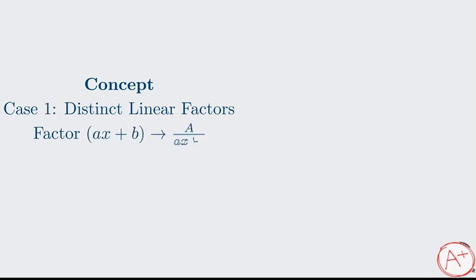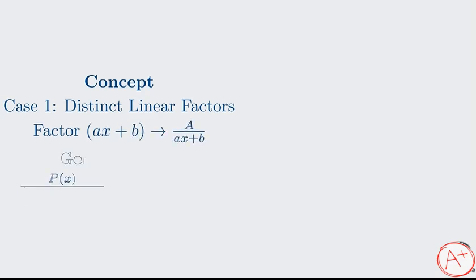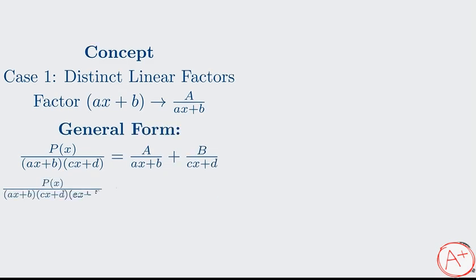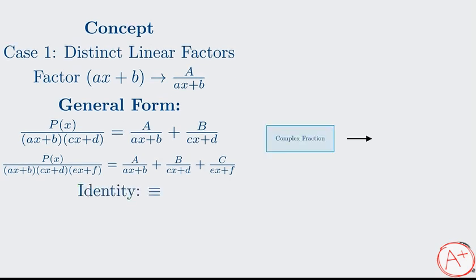The first case occurs when the denominator consists of distinct, non-repeated linear factors. For every factor of the form ax plus b, we assign a partial fraction with a constant numerator, capital A. In your exam, if you have 3 distinct factors, you simply add a third term with a constant, capital C. The goal is to find the values of these constants that make the equation an identity, meaning it is true for all values of x. Think of it as decomposing a complex structure into its fundamental building blocks.